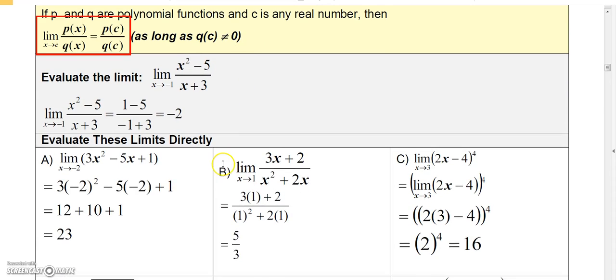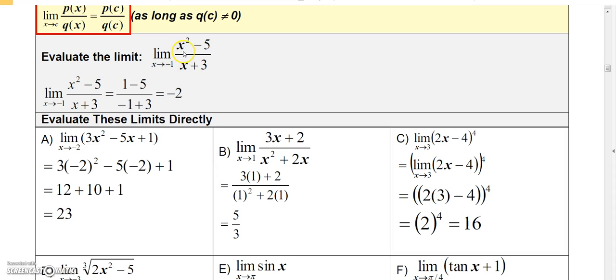So an example of that would be if I wanted to evaluate the limit of x squared minus 5 over x plus 3 as x approaches -1, I would simply evaluate x squared minus 5 at -1, so that would give me 1 minus 5, and then I would evaluate x plus 3 at -1, and that would give me -1 plus 3. So 1 minus 5 is -4, -1 plus 3 is 2, and -4 divided by 2 would give me -2.